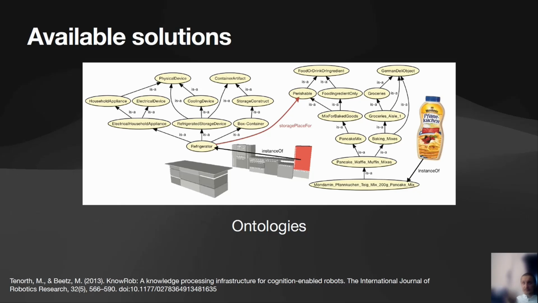For instance, we can see that there's a fridge, and the robot has the knowledge that a fridge or refrigerator is, for instance, a cooling device. So it can be used for cooling stuff, but it's also a container. So it belongs to a number of classes. And if we have many of those classes, then we can, for instance, repurpose the object.